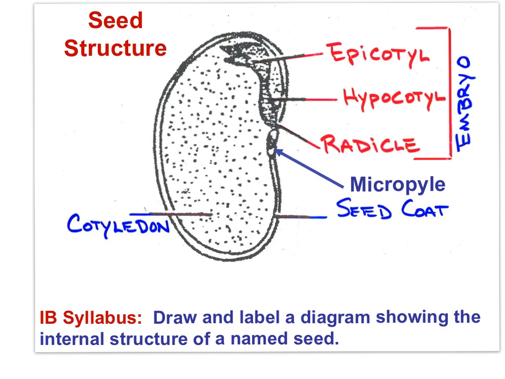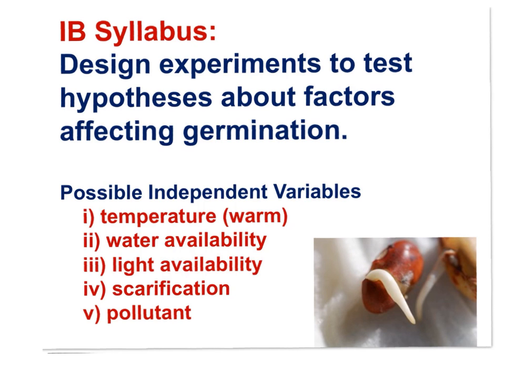Here's the embryo, embryonic leaves, embryonic root and shoot, the protective seed coat, and the cotyledon that holds the nutritious endosperm. The micropyle is where the sperm cell entered the ovule to fertilize the egg. So that brings us to this IB syllabus statement.